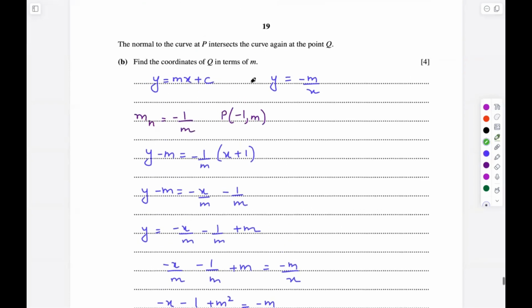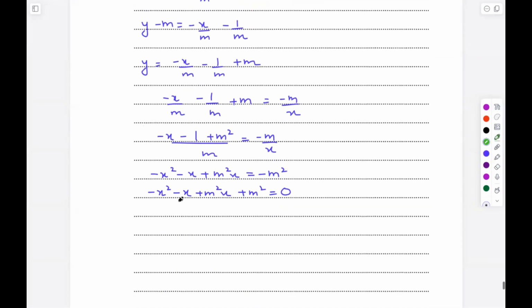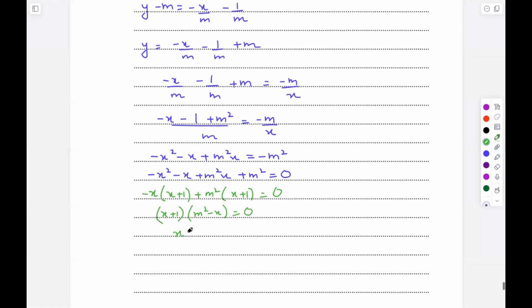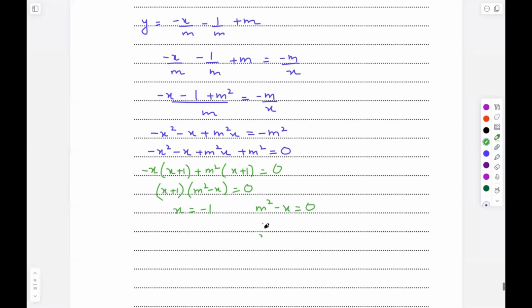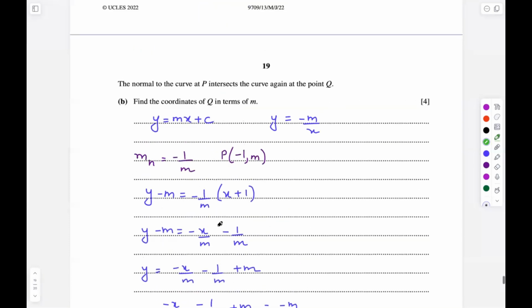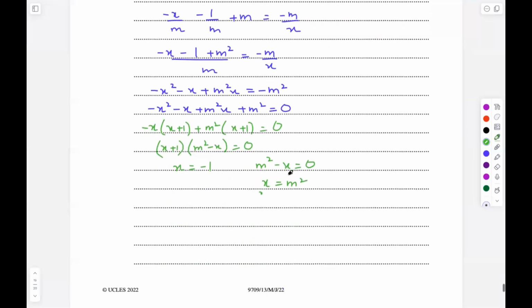Now, as we have to find the coordinates of Q in terms of m, we'll factorize this. So we can factorize this part over here by taking minus x common. So this will become x plus 1, and taking m squared common over here, this will become x plus 1 equals 0. So x plus 1, and this will become m squared minus x equals 0. So the two values of x will be x equals minus 1 and m squared minus x equals 0, so x will be equal to m squared. Now, as we already have an x value of minus 1, which was the coordinate of P, the x coordinate of Q will be m squared.